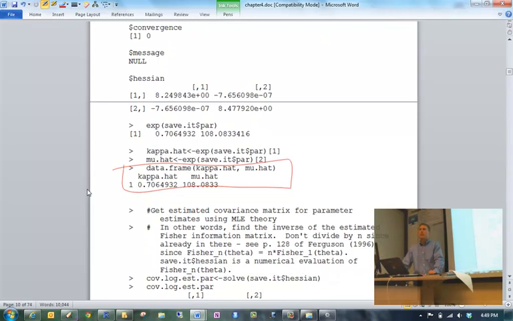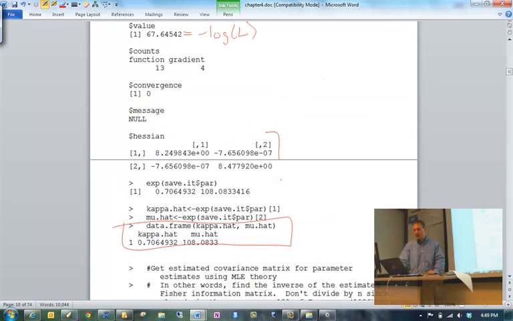Yes? I'm sorry, what? For the, did you say the covariance matrix? The Hessian matrix? Well, here's the Hessian matrix. So when I invert that, I get the estimated covariance matrix of log of kappa hat, log of mu hat.